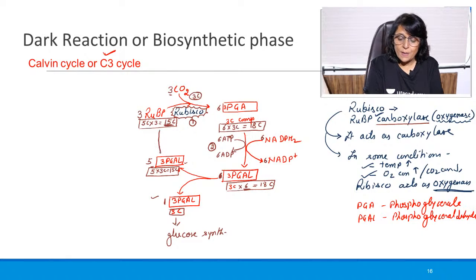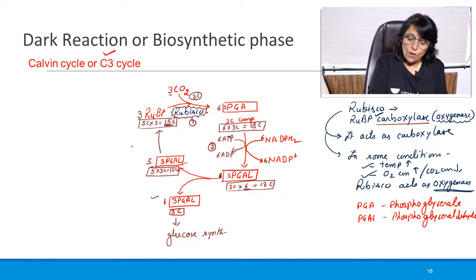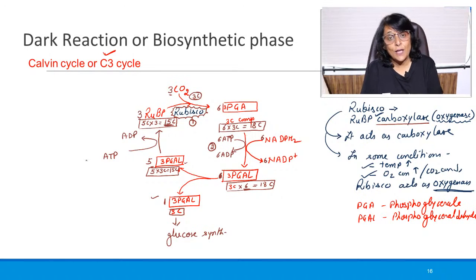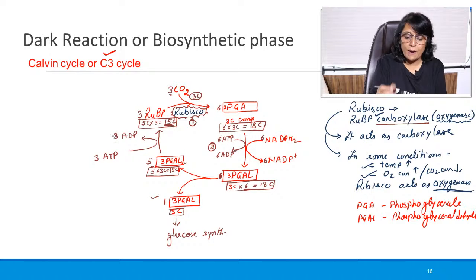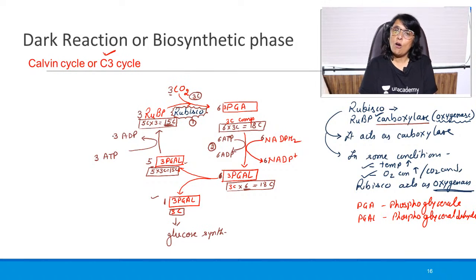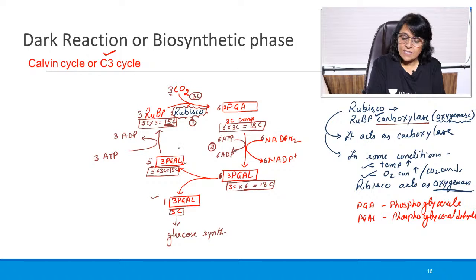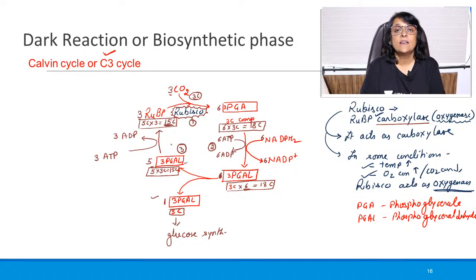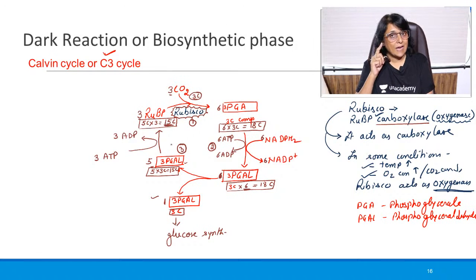Now this RUBP, each molecule has 2 phosphates. So how would that phosphate be taken or obtained? Again, ATP will be required here and we will get ADP. So to regenerate 3 RUBPs, 3 ATPs will be required and 3 ADPs will be obtained. So this is our step number 3, that is regeneration of RUBP. So step number 1 is carboxylation, step number 2 is reduction, step number 3 is regeneration.